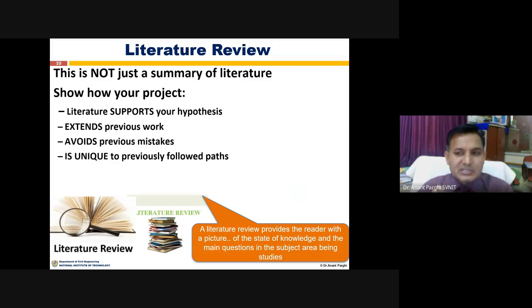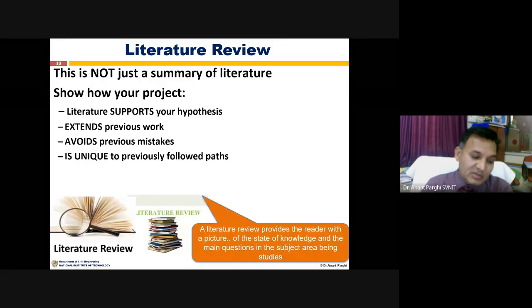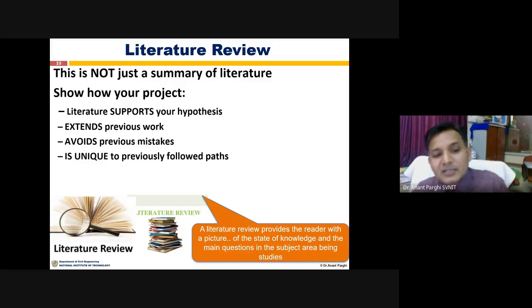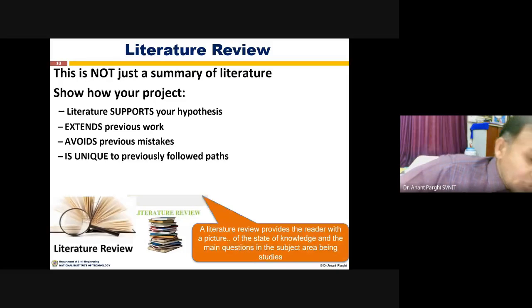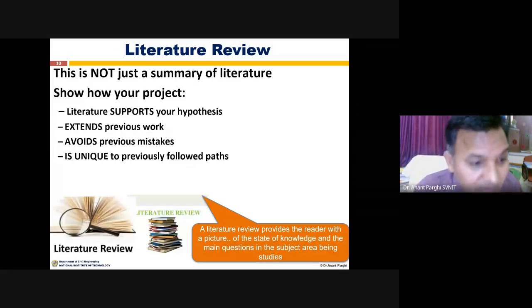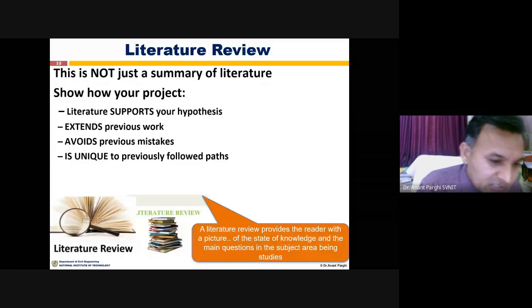Now you will see what the literature review is. Whatever the problem statement is, it should be supported with the current state-of-the-art review of that literature, right? So your project should show literature that supports your hypothesis. Whatever your objective and hypothesis, your literature should support it and extend the previous work. Whatever work has been done by other researchers, you are trying to extend, for example, when finding your research topic and research objective.